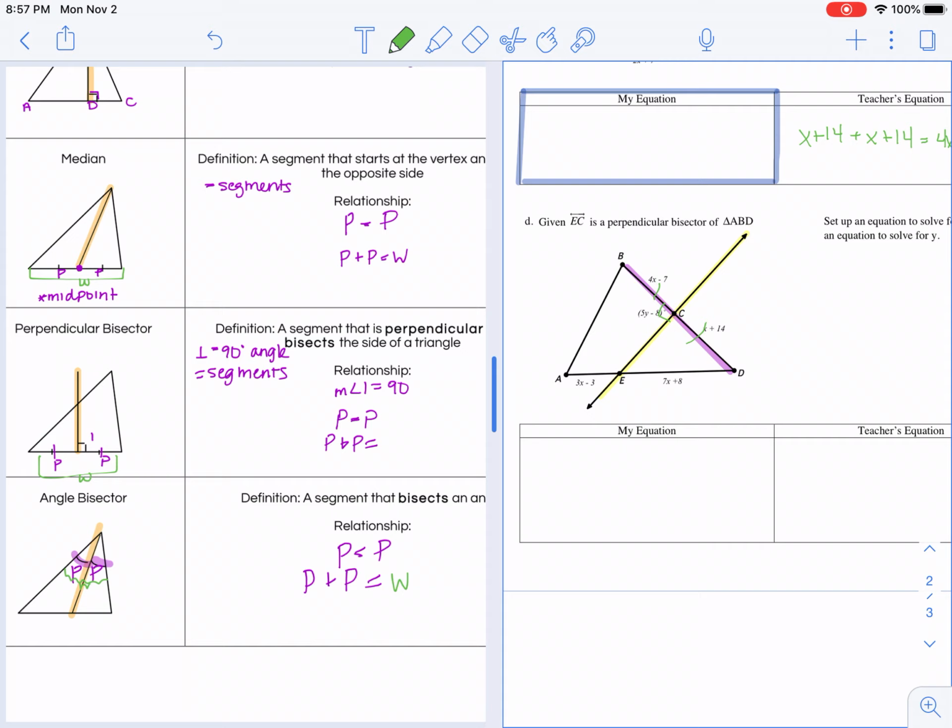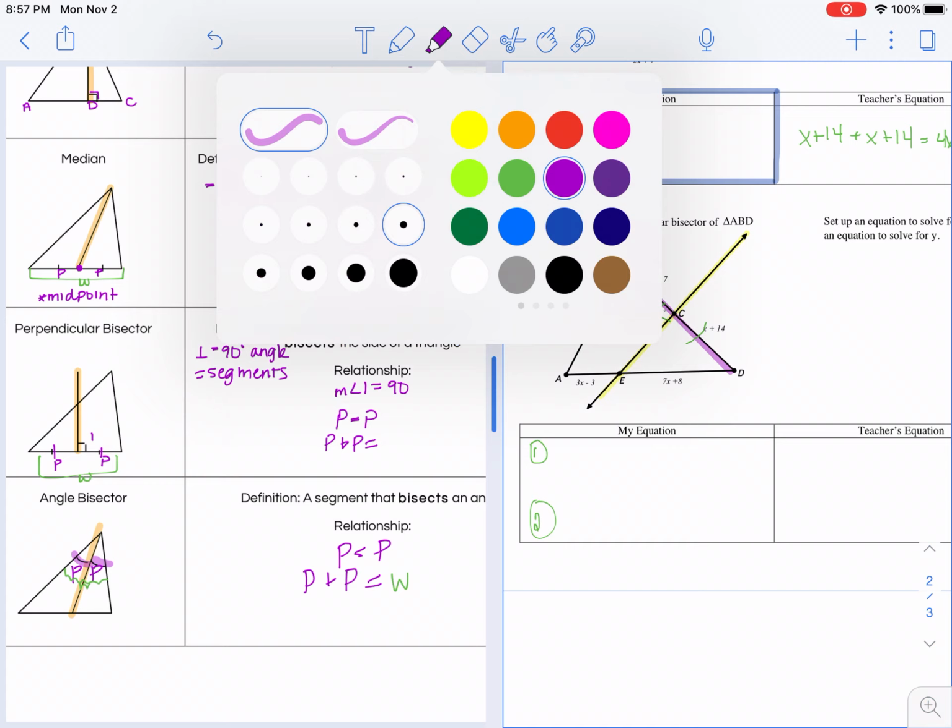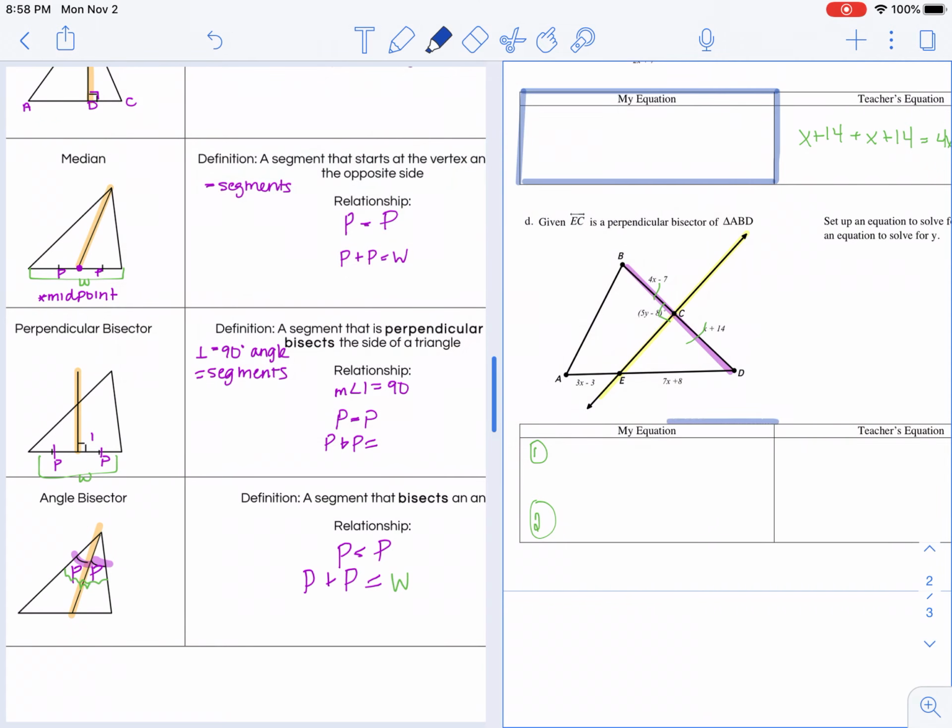So again, I know it's not facing the exact way of the picture on our foldable, but I have to tilt it a little bit. I have to see on my foldable where that segment is that it bisected and kind of play with it in my mind. So for this one, you have to set up two equations, one to solve for x and one to solve for y. So when you hit pause, in your my equation box, you're going to do one equation for x and a second equation for y. We want to have two of them. And then we'll go over and we'll compare those, okay?